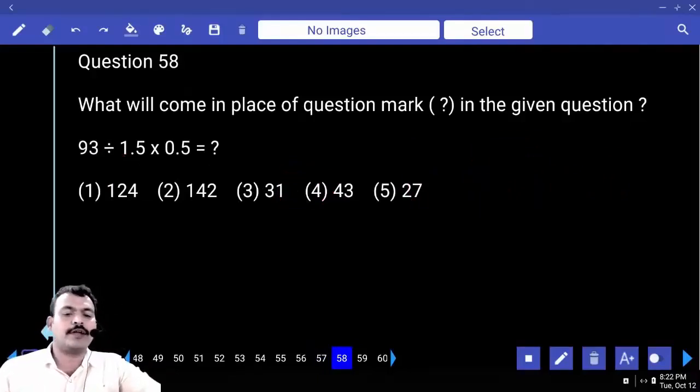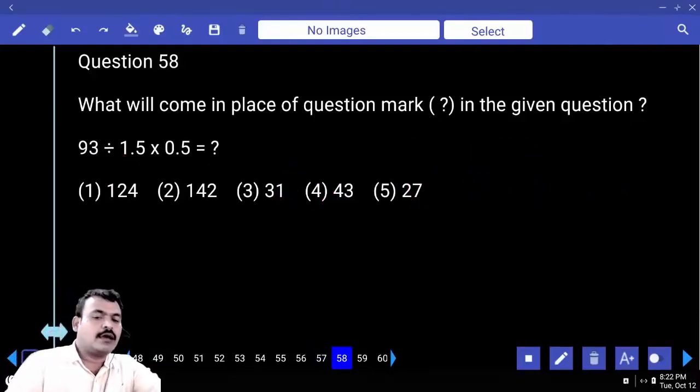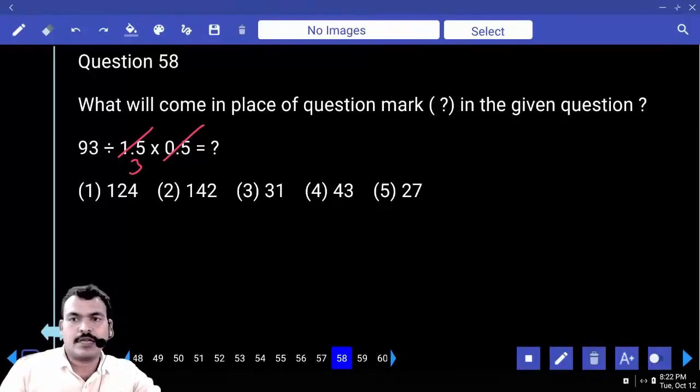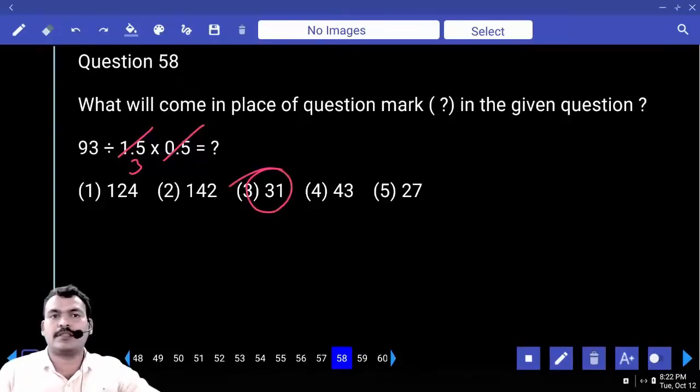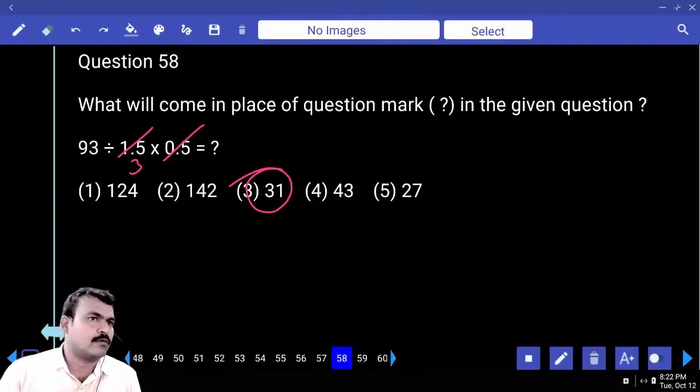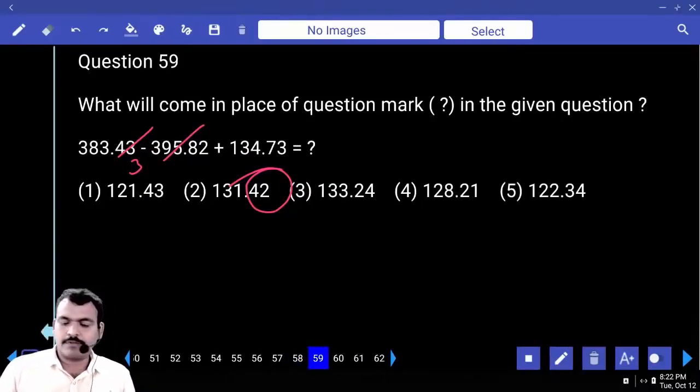93 by 1.5 into 0.5. It will be 5 how many times in 15? 3 times. Then it will be 93 by 3 or not? 93 by 3 means we get 31. Numerator 1 decimal, denominator also 1 decimal. Directly we write 5 by 15 or not? Next, 59.